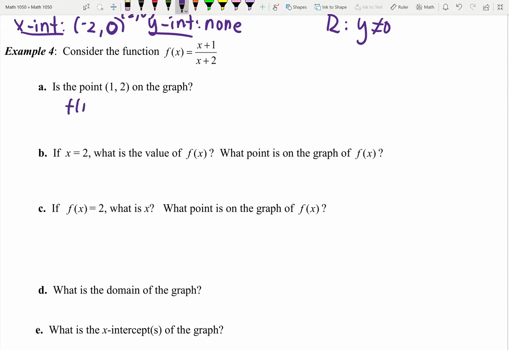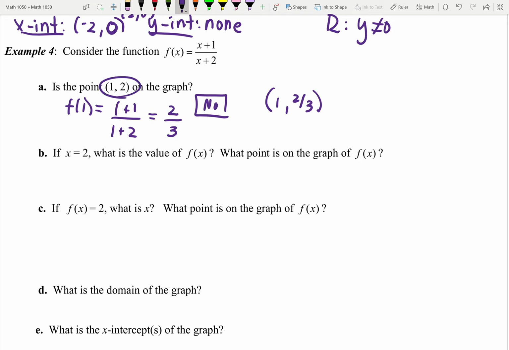Everybody go, f of 1 is equal to (1 plus 1) over (1 plus 2). And then put an equals right there. 1 plus 1 is 2. 1 plus 2 is 3. What's the answer? The answer is no. Now, it's no when you're done. But I want you to understand why it's no. Listen, if I put in a 1, I get 2/3. How does that prove that (1, 2) is not on there?